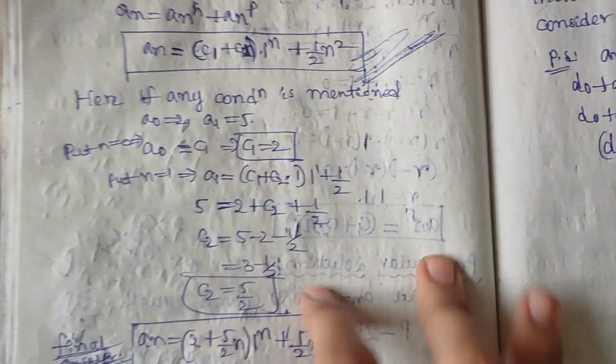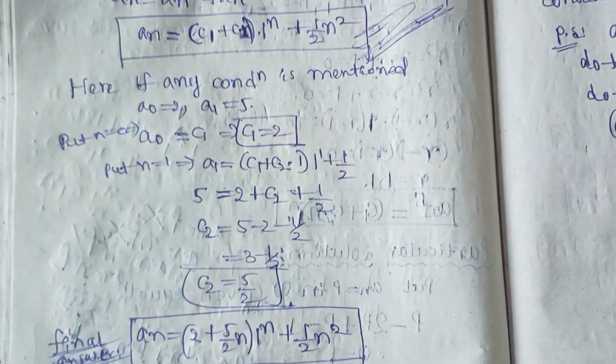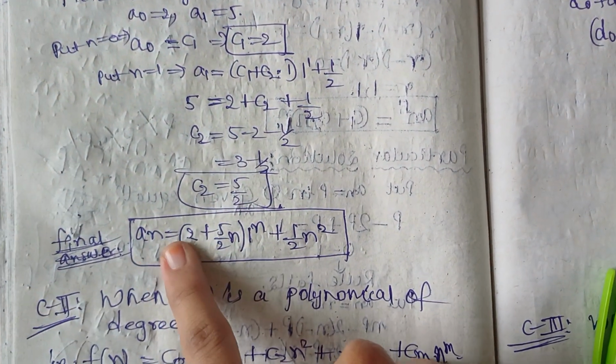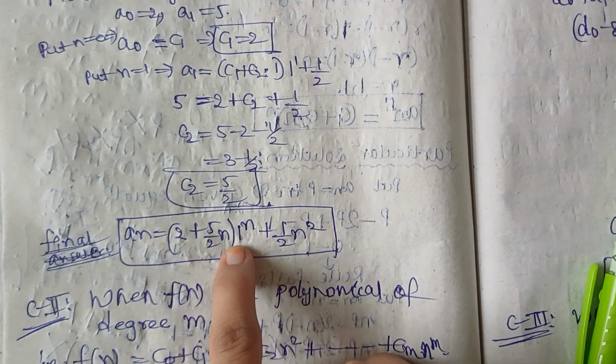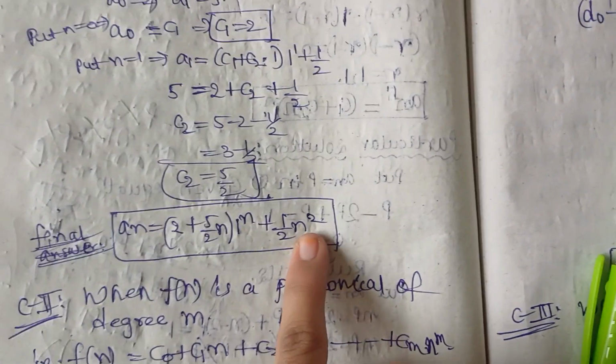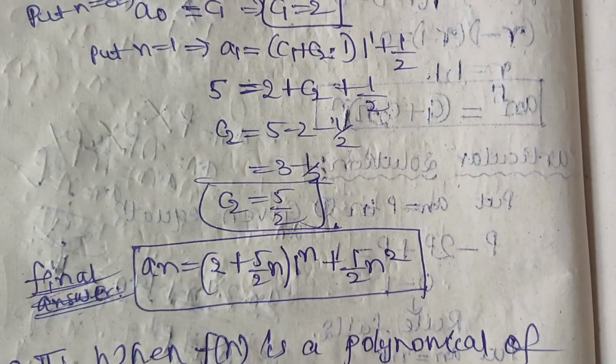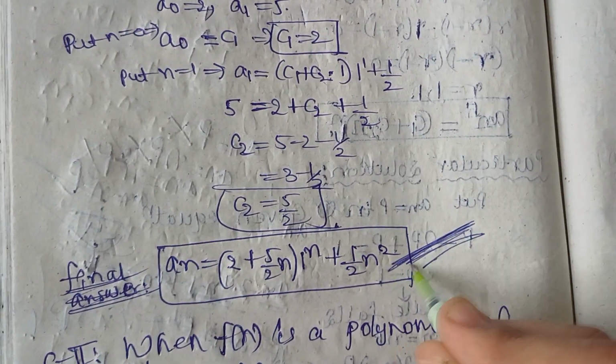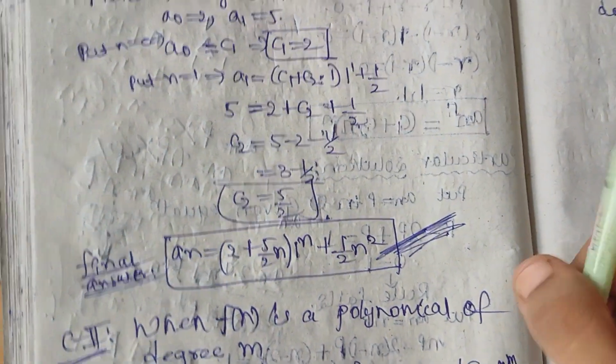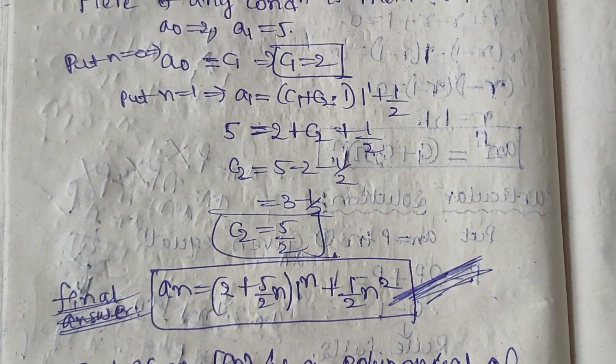then you will be getting the c2 value. Since you have got c1 and c2 values, now our final solution will be 2 plus 5 by 2 n into 1 power n plus 1 by 2 whole 1 by 2 n square.